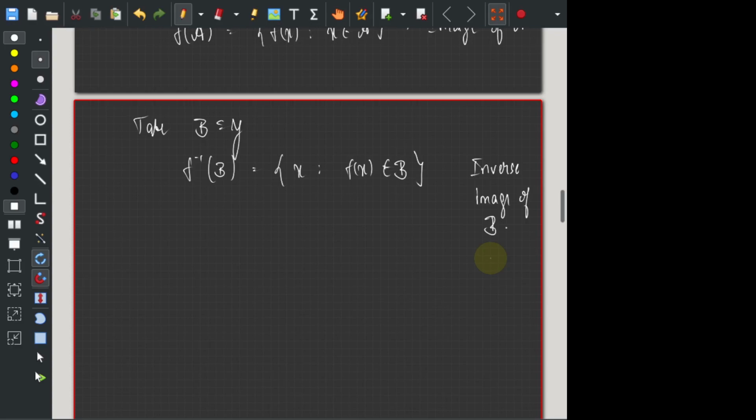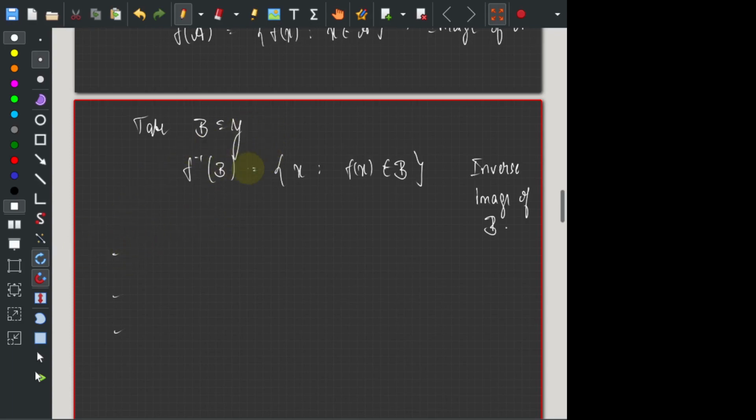Again, you may have seen all of these things before, but based on the inverse image, remember that the inverse image of a particular set could potentially even be an empty set. For example, if I take f of x equal to x square, what is the inverse image of the interval from -2 to -1? That's an empty set.